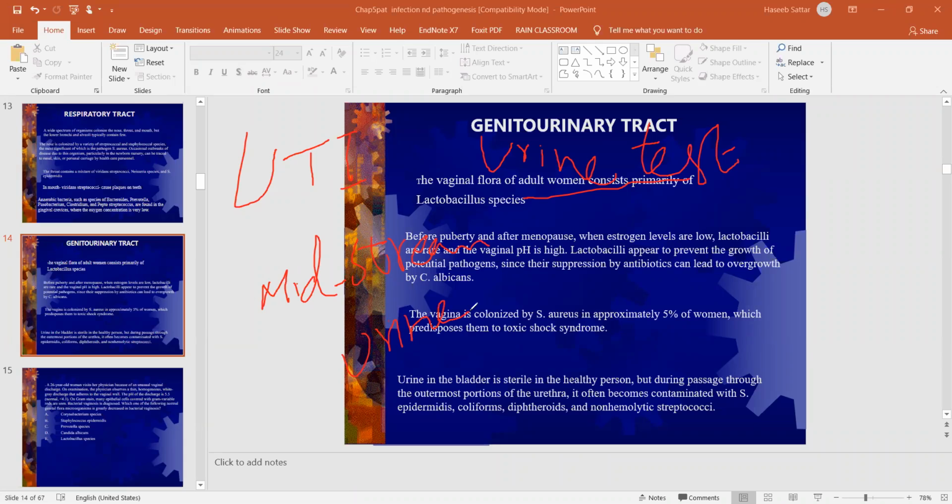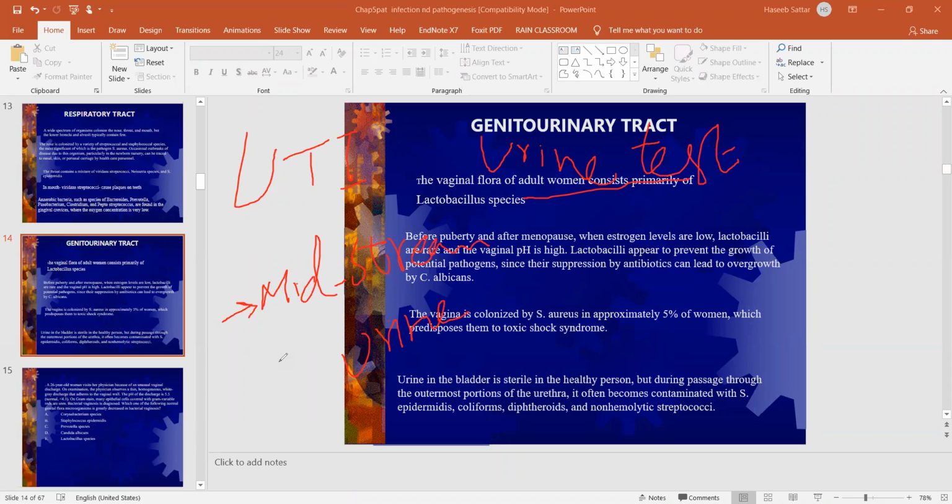What do I mean by midstream urine? Don't take the sample at the beginning of your urination. When you reach the middle of urination, then you need to take the urine sample. How would we find out that we are in the middle of urination? Maybe after 1 or 2 seconds the urine has passed, you know your bladder is still filled. Everybody knows when he or she is in the middle of micturition.